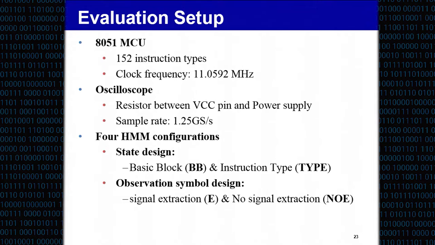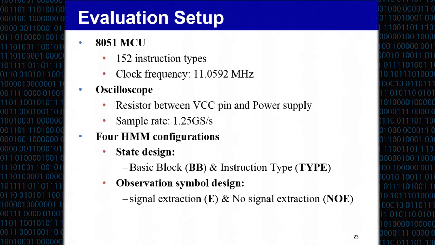We evaluate our method with the following setup. We use 8051 MCU as the target platform, which is widely used in embedded systems. It has 152 instruction types, and the clock frequency is about 11 megahertz. We use an oscilloscope to obtain the power trace by measuring the voltage drop between the VCC pin and the power supply. The sample rate is about 1.25 gigasample per second.